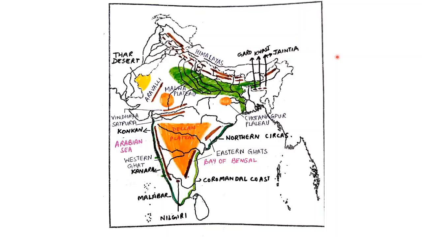So in one map, I would suggest you to mark only the mountains. Then in the next class, when we will be marking plateaus and plains, that can be done in another map for your convenience and easy learning. I hope children you have marked all the mountains.